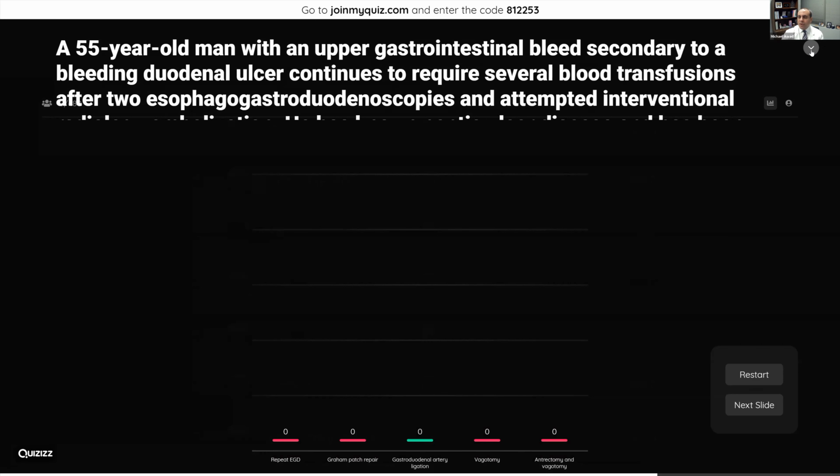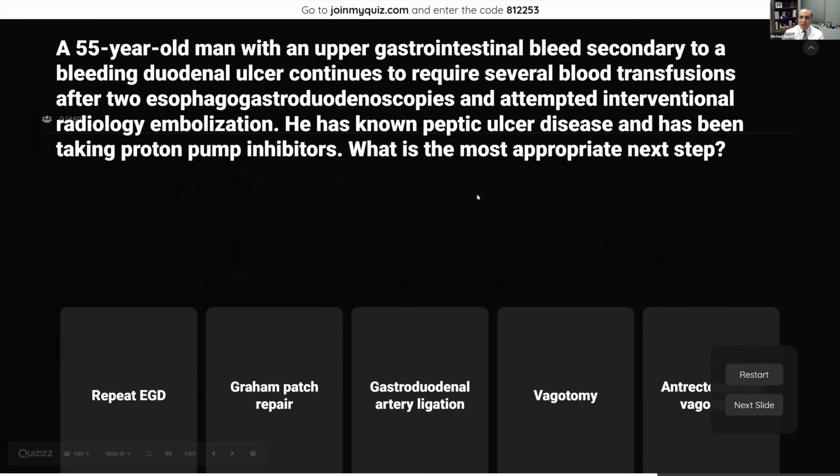Okay, so the correct answer is C, gastroduodenal artery ligation. So this patient, given they have a posterior duodenal ulcer, is likely bleeding from the GDA, the gastroduodenal artery. The GDA can be accessed through a duodenostomy and oversewn, typically with what's called a 3-point U stitch, ligating the main vessel superiorly and inferiorly and preventing back bleeding with a medial stitch.